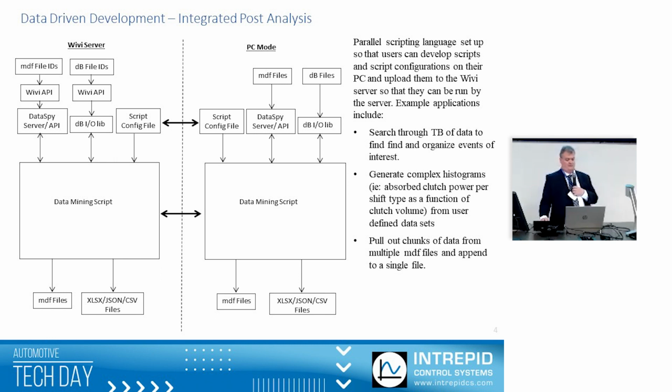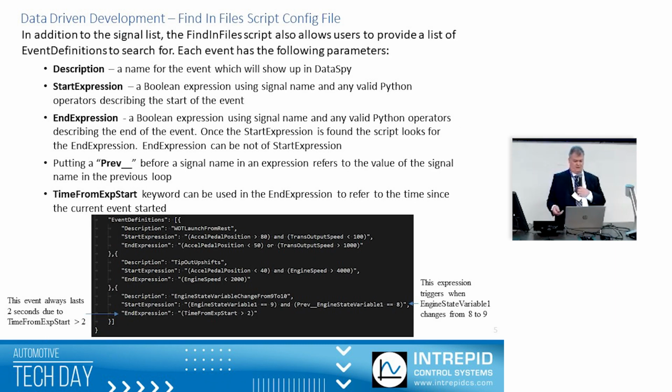And in addition to the script, all the scripts have a config file that tailors the script for a given application. So if your script makes histograms, then the config file would list the signals that you want histograms on and what their bins are. But we have a lot more complicated scripts that are more powerful than just histograms.